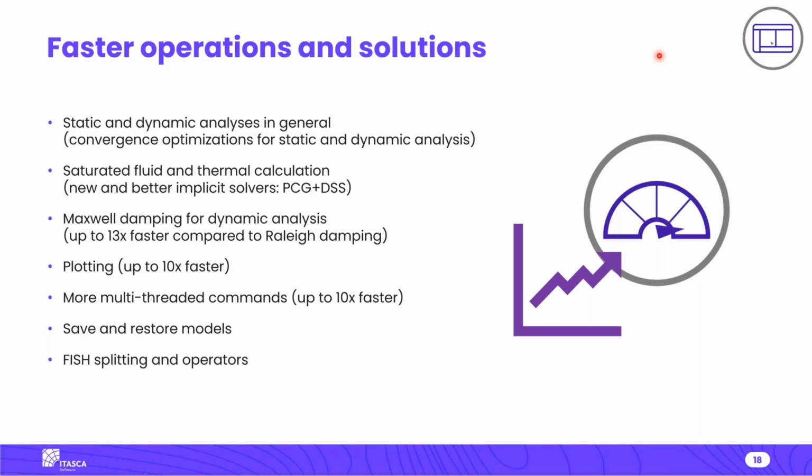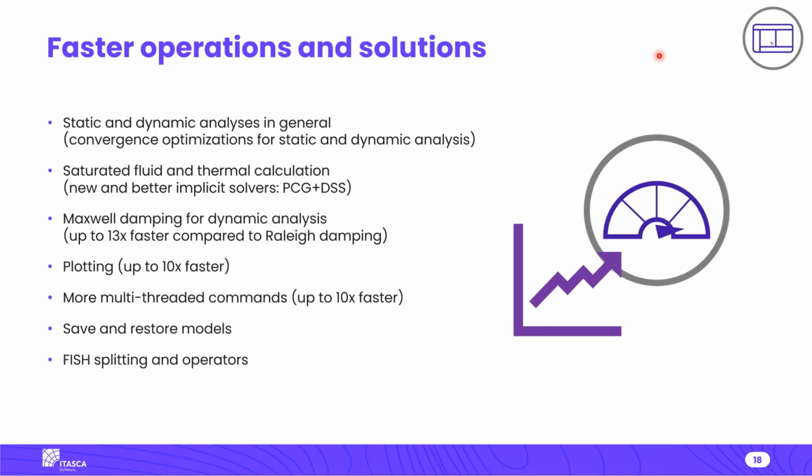In general, we improved how the static and dynamic analysis are executed. They got a bit faster because we did some optimizations on convergence criterion. Saturated fluid and thermal calculations also got really much faster by introducing new and better implicit solvers. I will talk about them a little bit later. If you run dynamic analysis, there is a new option for Maxwell damping. Derek will talk about it a little bit later.